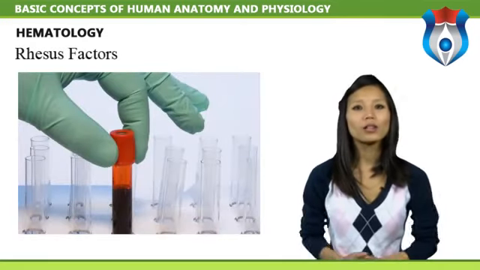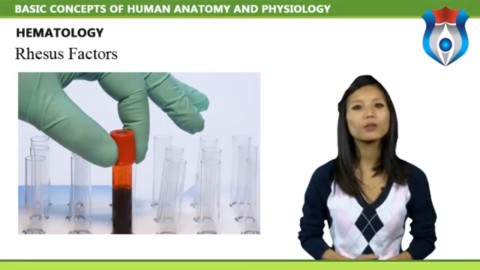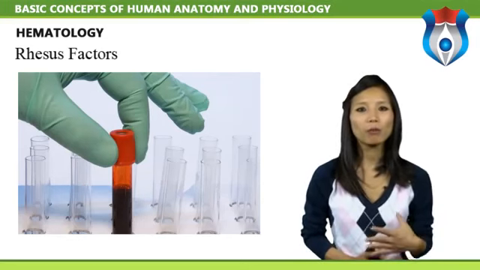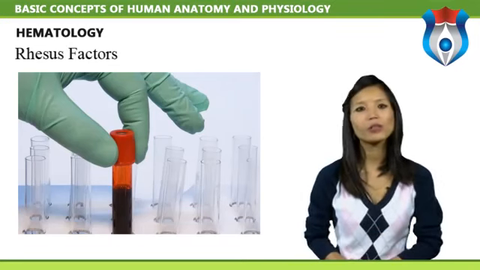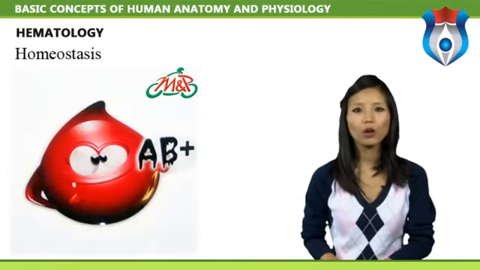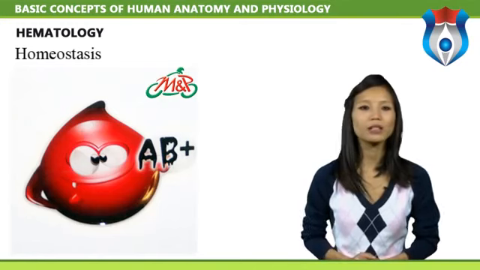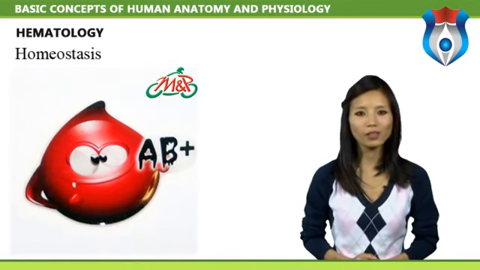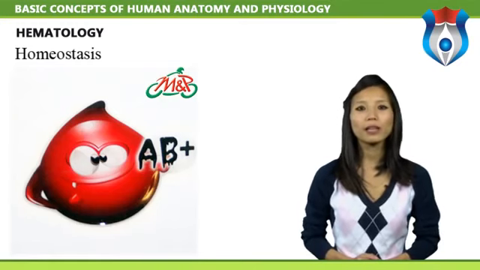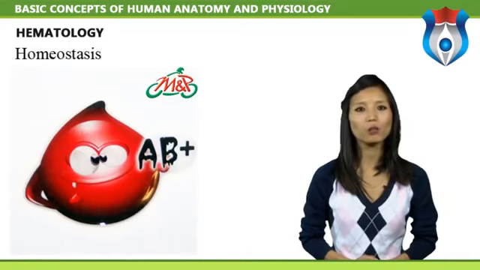Rhesus factors. Rhesus factors determine the positivity and negativity of the blood. Rhesus positive, Rh plus, if the blood has this factor. Rhesus negative, Rh minus, if the blood does not have this factor. Hemostasis. This is basically the prevention of blood loss. The stages are contraction of the vessel, formation of platelet plaque, blood coagulation, and growth of fibrous tissue into the blood clot to permanently close the vessel.